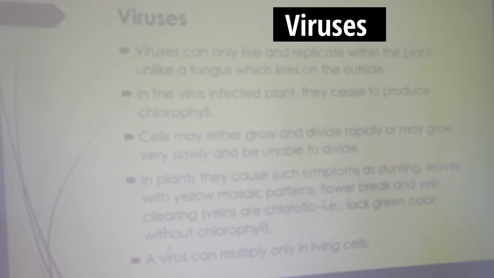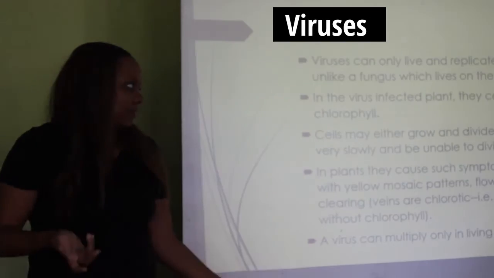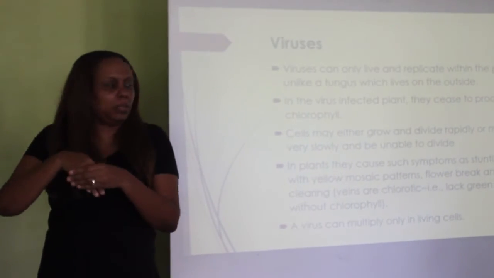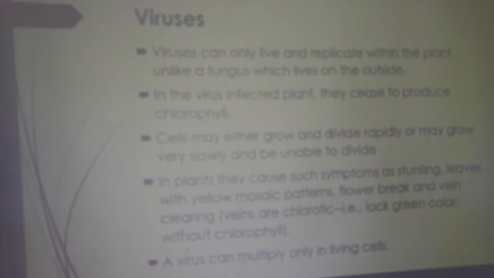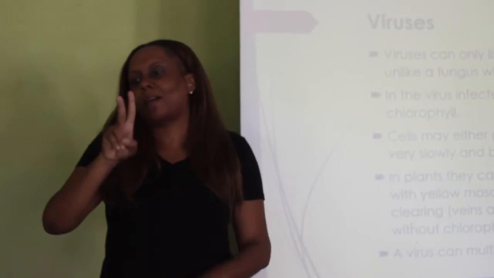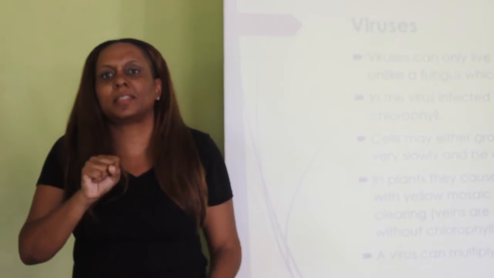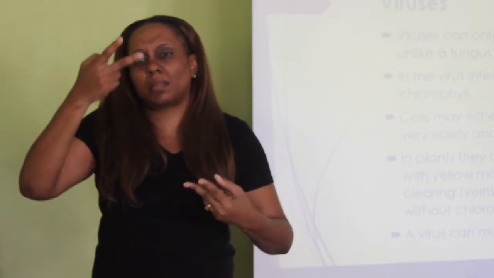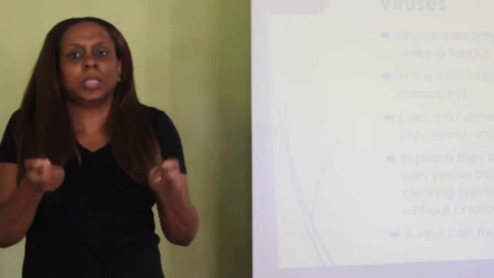Viruses can only live or replicate or produce within the plant, right? When you have a virus outbreak, they cease to produce chlorophyll, meaning that the leaves are not green as they're supposed to be. They may turn yellow, and a lot of our viruses show these yellow patches on the leaf between the green, right?